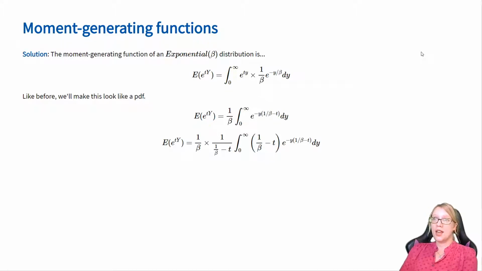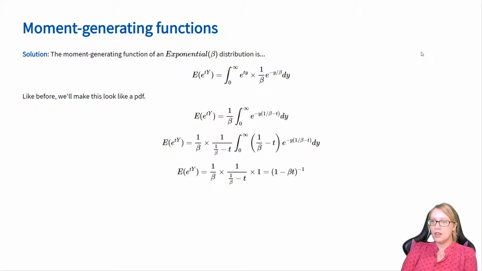So here we have 1 over beta minus t multiplied here to make this look like an exponential. That means we'll divide by 1 over beta minus t on the outside. Our integral now becomes 1 because it's just an exponential distribution. We'll combine terms in the denominator here with these multiplying constants. So we get 1 minus beta t raised to the negative 1 power for our exponential MGF, or 1 over 1 minus beta times t.